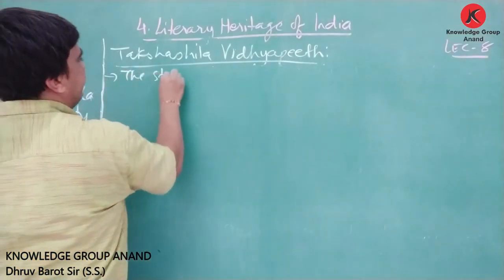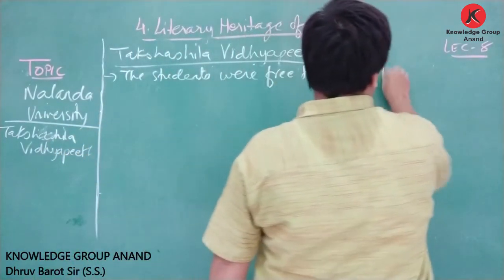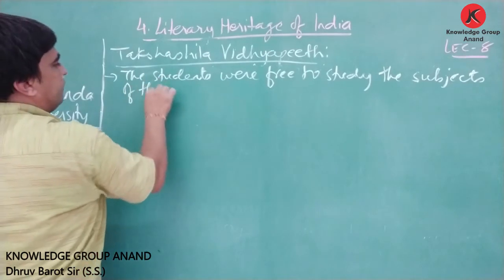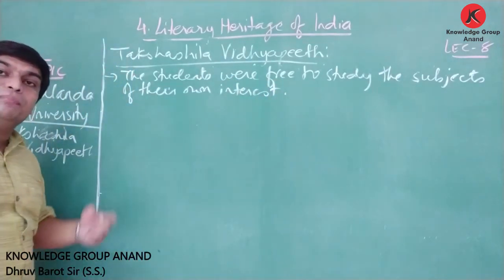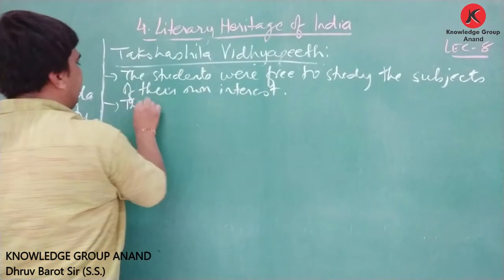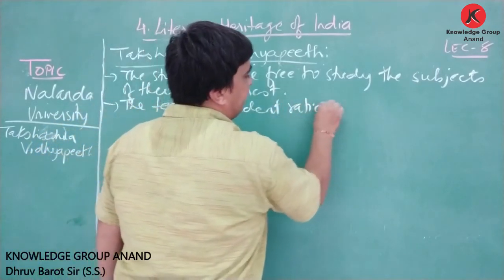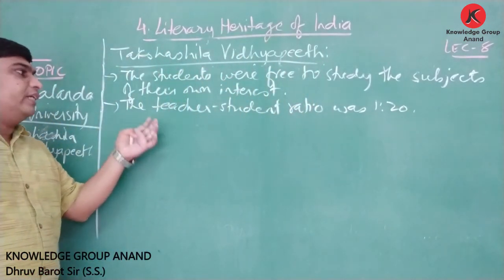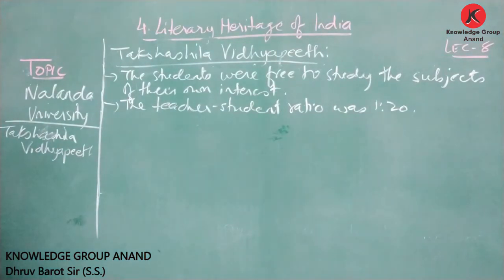The students were free to study the subjects of their own interest. Then here it is said the teacher-student ratio was 1:20. For every 20 students, one teacher was allowed.